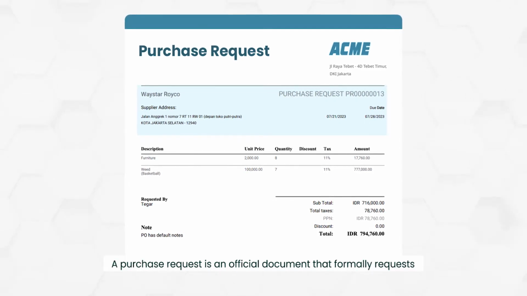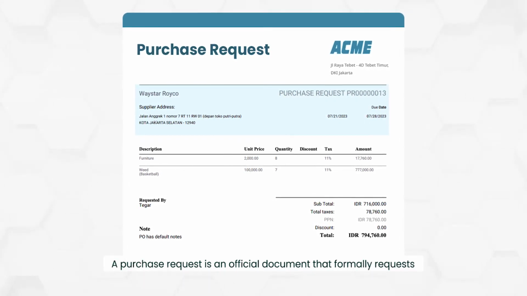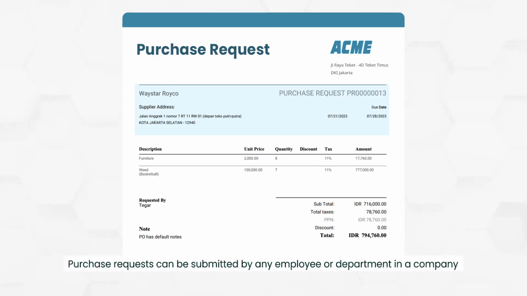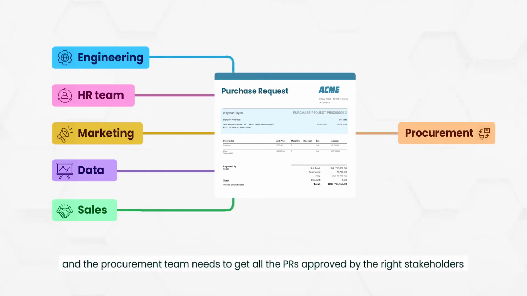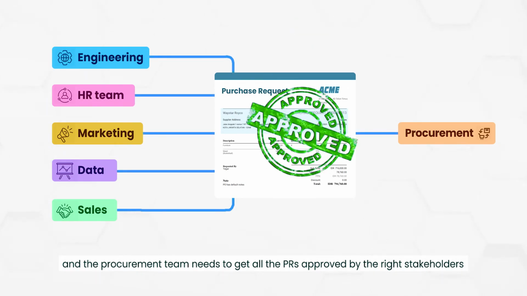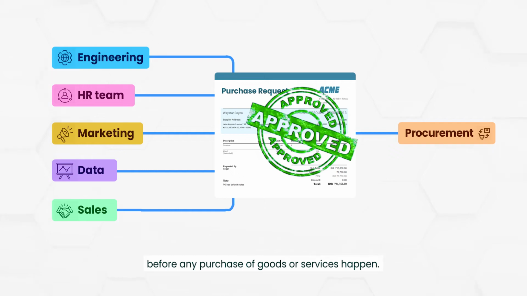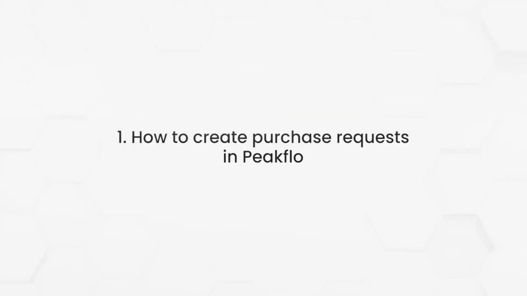A purchase request is an official document that formally requests a purchase of goods and services in an organization. Purchase requests can be submitted by any employee or department in a company to the procurement team. And the procurement team needs to get all the purchase requests approved by the right stakeholders before any purchase of goods or services happen. Let's dive into how to create purchase requests in Peakflo.